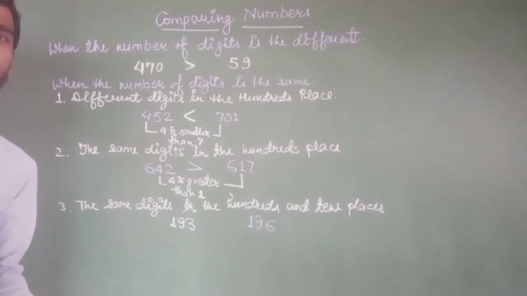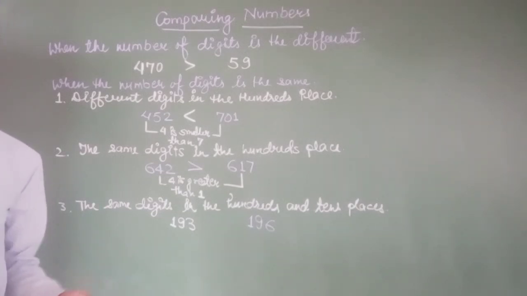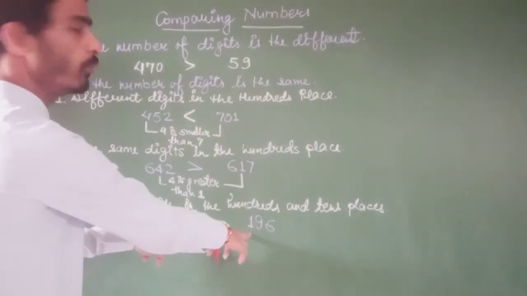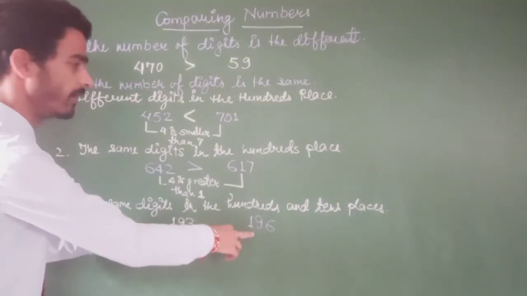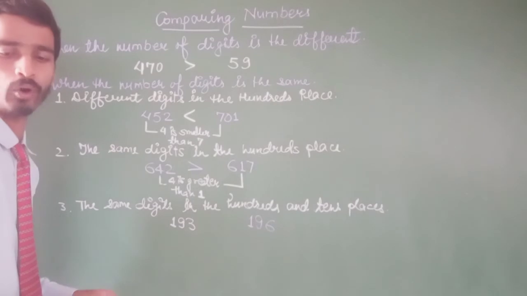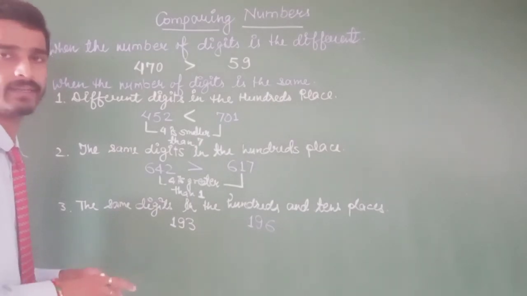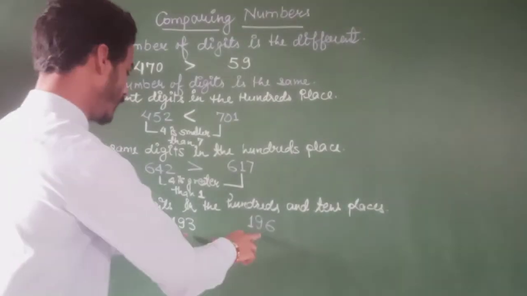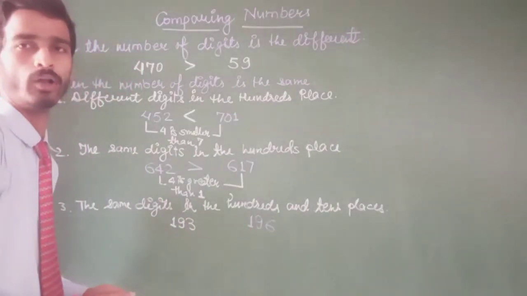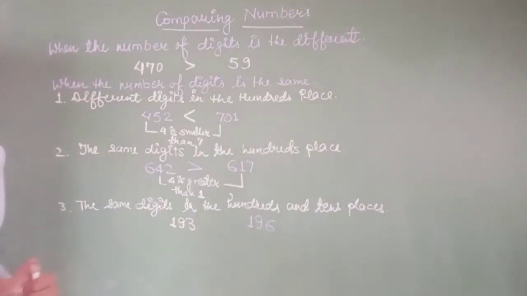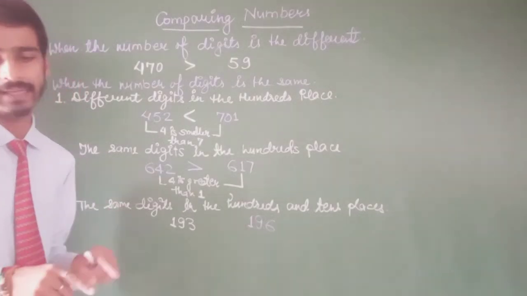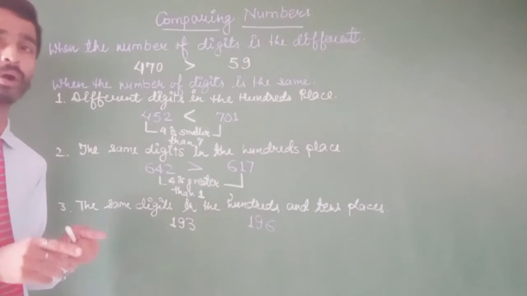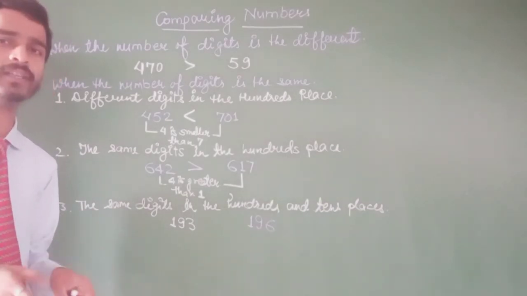Okay, so when you compare these numbers, you can see here that when we compare the hundreds places, the digits in the hundreds places are the same. When we compare the tens places, both are also the same. So the digits in the hundreds and tens places are the same. So compare the digits in the ones places.